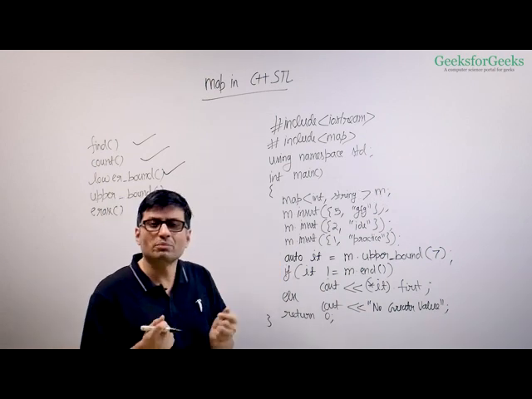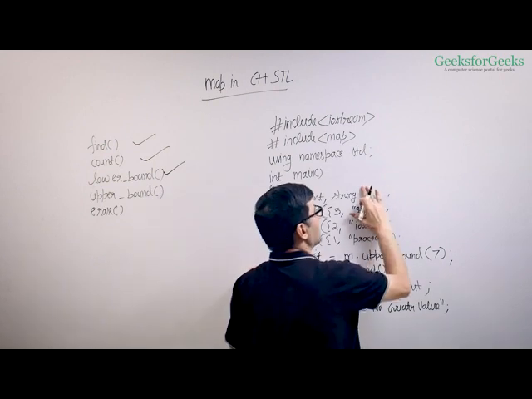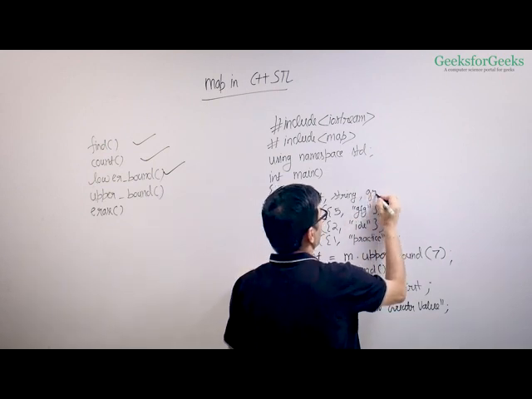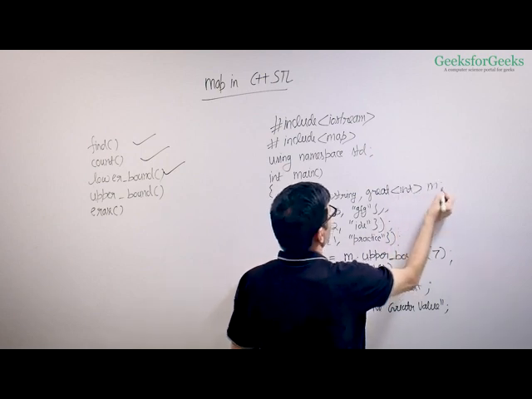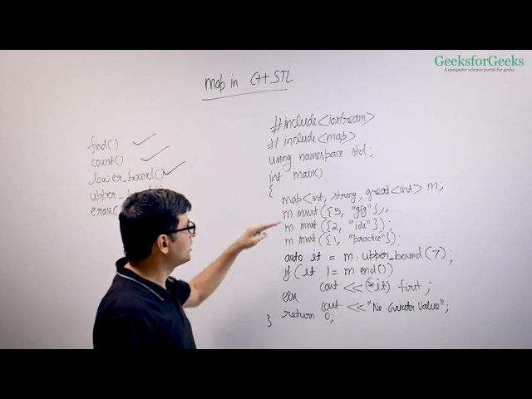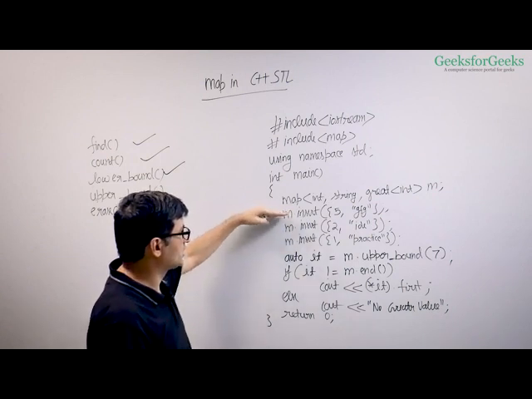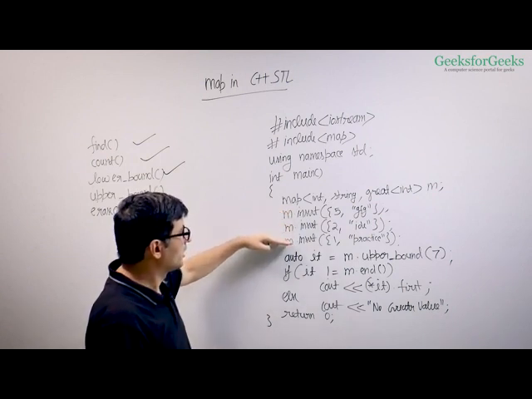Let us play around a bit. Let us put the greater function here, greater int, because keys are integers. So what will happen in this map now? You will have keys stored in decreasing order. This is first, this is second, this is third.